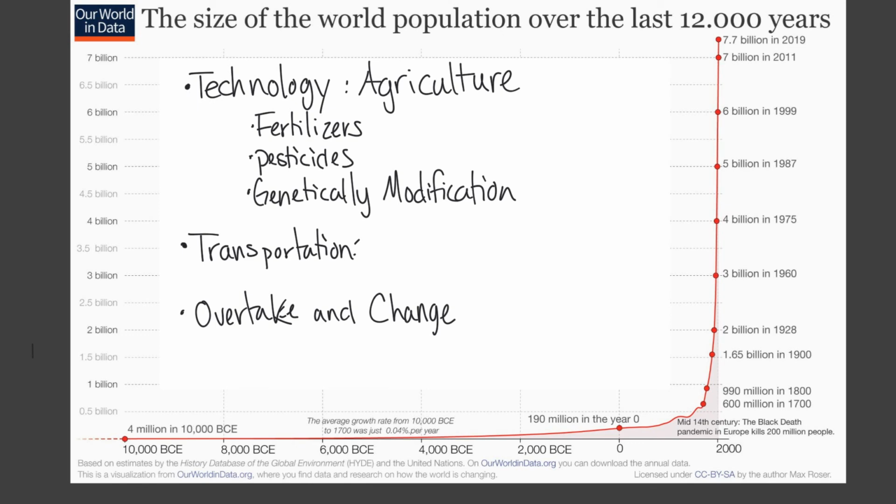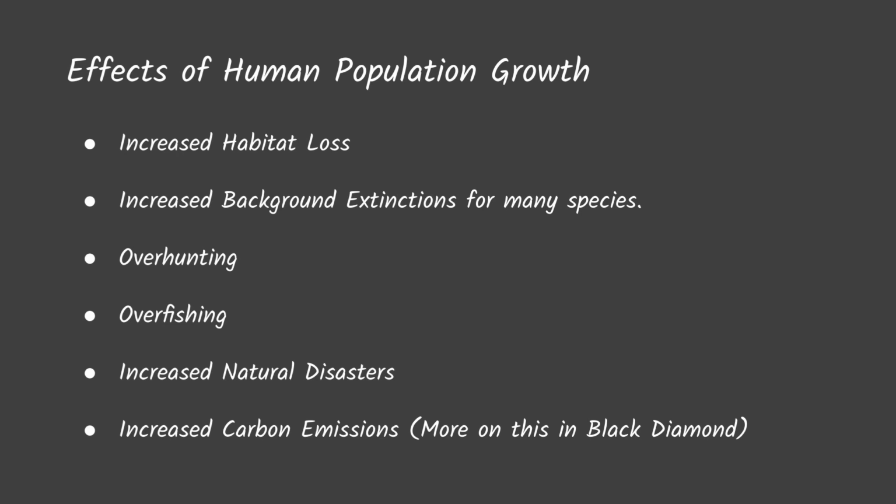But all of these things that we're doing to feed our massive population have impacts on the rest of our ecosystem. And this is certainly not a comprehensive list. There's many other things that are impacted by our population growth, but we see increased habitat loss, increased background extinction rates, which is why some scientists say maybe we're in the 6th mass extinction right now. We have overhunting, we have overfishing, we have increased natural disasters, especially forest fires due to human activity. I think most forest fires now are caused by humans, not natural events like lightning. And then a big one that we'll come back to more in Black Diamond is increased carbon emissions due to our factories and burning of fossil fuels in general.